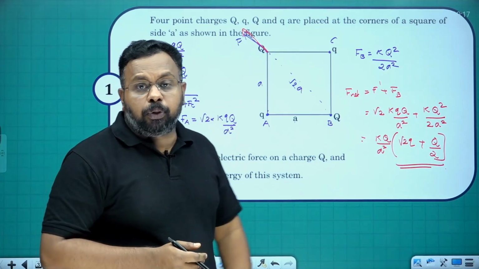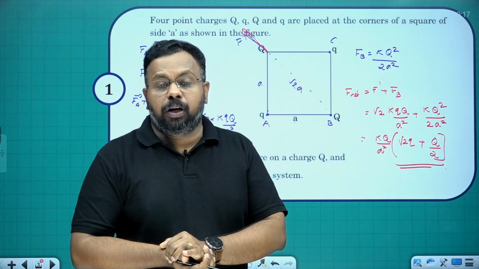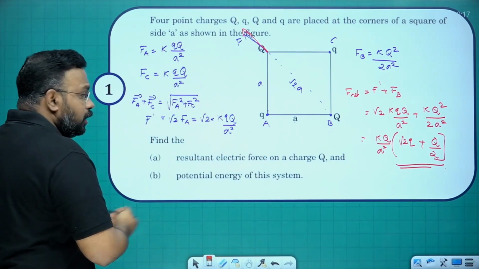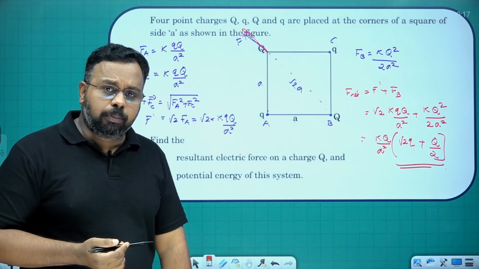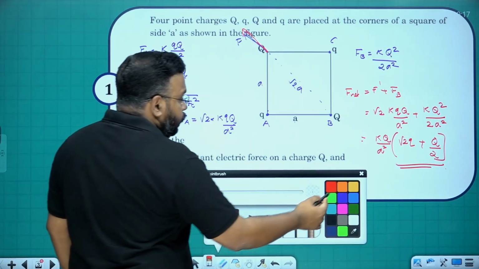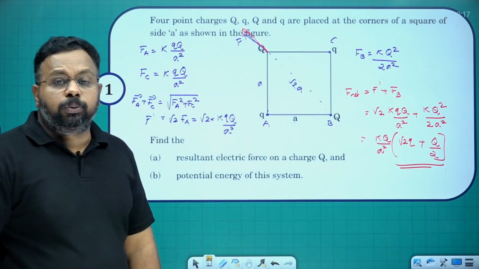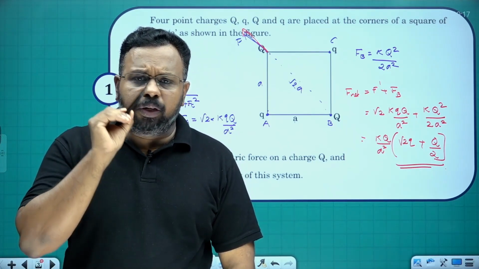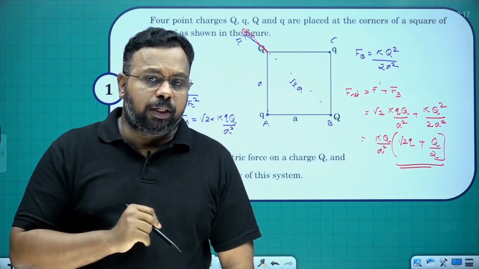Look at this, dear students. Potential energy of a system of how many charges? This is a system of 4 charges. So 4 charges means you know that there will be many terms, isn't it? What is the potential energy of a system of 2 charges? K, that is 1 by 4 pi epsilon naught, into Q1 Q2 by R. That is for 2 charges.